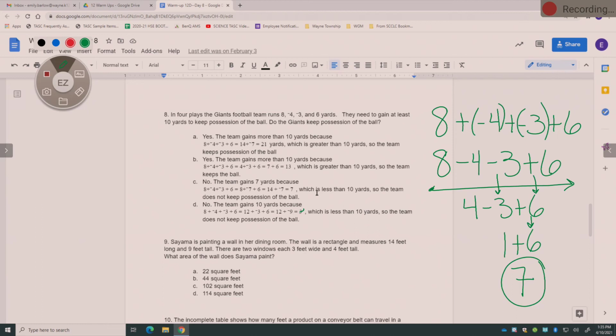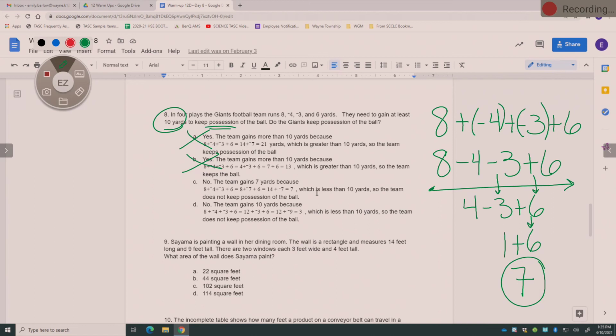That was not enough to keep possession. They had to have at least 10. So did the Giants keep possession of the ball? No. Which means we can go ahead and cross off A and B as potential answers. Now we just need to look between C and D. Which one of these answers reflects what we just did in our calculations?